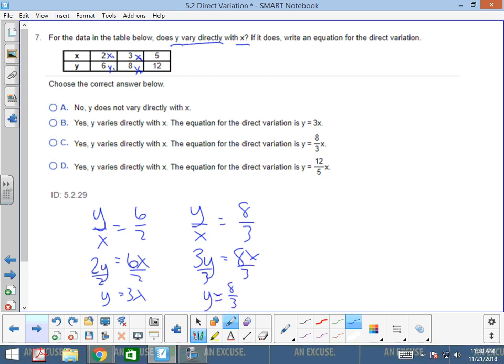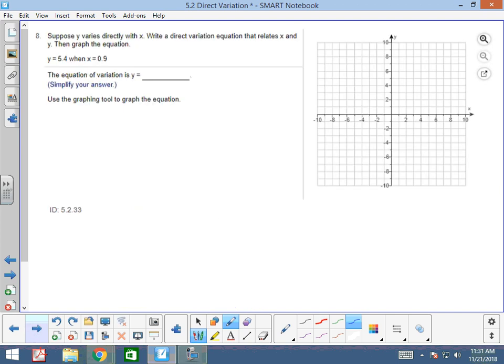Now, I'm going to give you a hint. If you don't get the same equation on the first 2 times you do it, then this is not a direct variation. So no, y does not vary directly with x. So you don't have to do it all 3 times. If the first 2 are different, just stop and say no. All right, number 8.